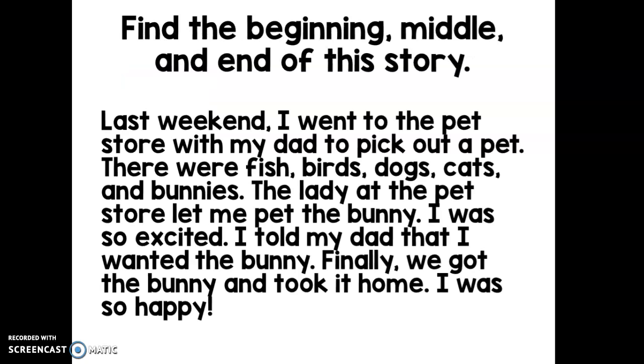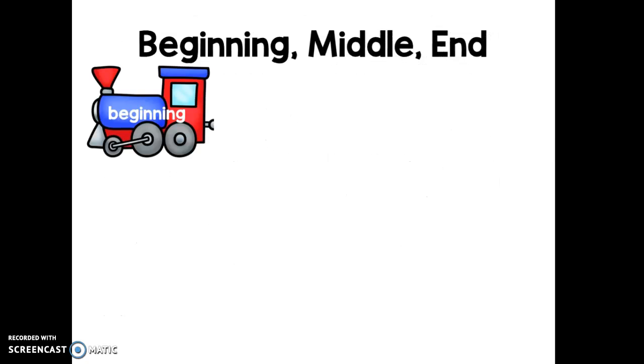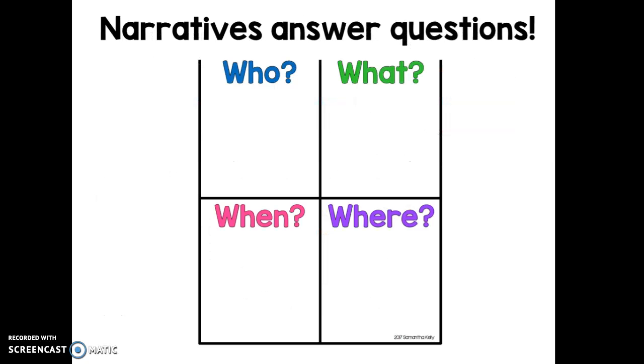So our first question was who? So who is in my story? I'll go ahead and say it out loud at home. Me and my dad. Those were the two important people in my story. So I definitely did that because I told you who I was with. All right, our next question is what? What did we do? Go ahead and say it out loud. What did I do in my story? I went to the pet store to pick out a pet.